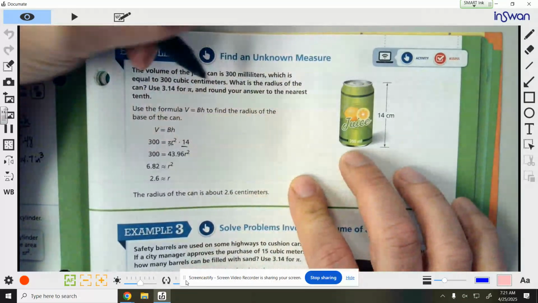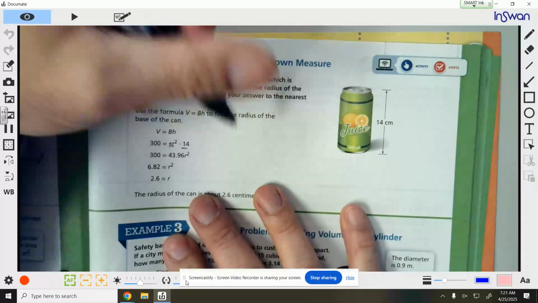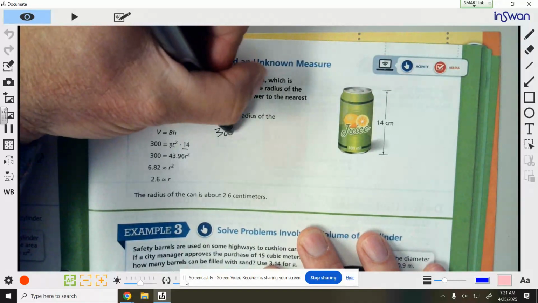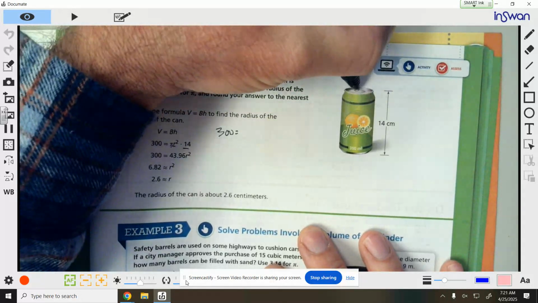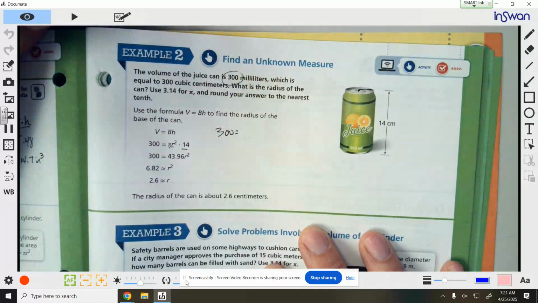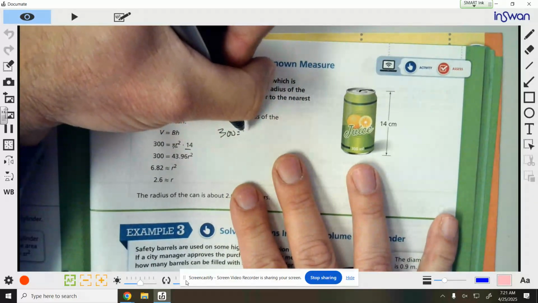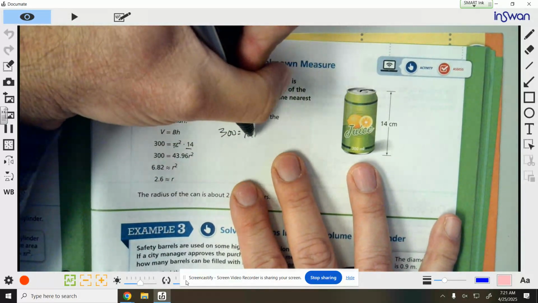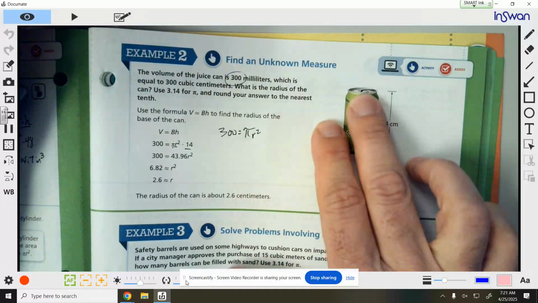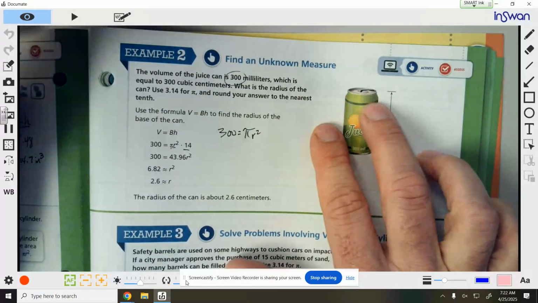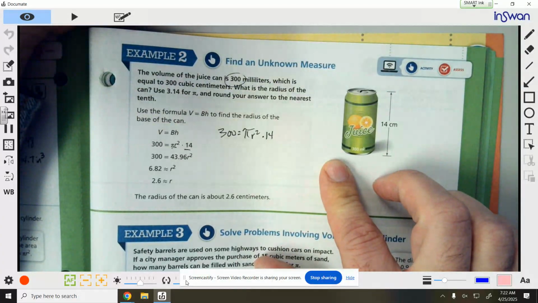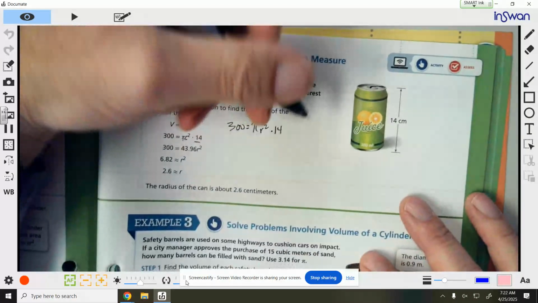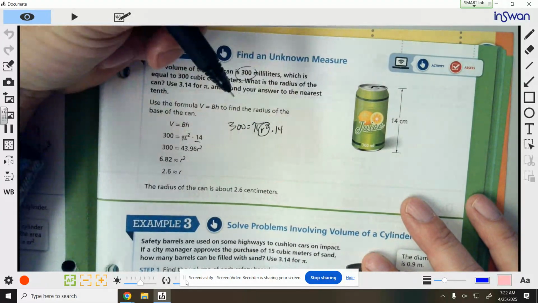But what they're doing, though, is they give us the answer this time. So when they say 300 is your final answer, you're trying to work your way all the way down to the radius. Like you're trying to figure out what the radius of this can would be. So since you don't know the radius or the area of the circle there, it's pi r squared, but we do know times 14. Okay, so what I can do next is I'm trying to isolate this r.